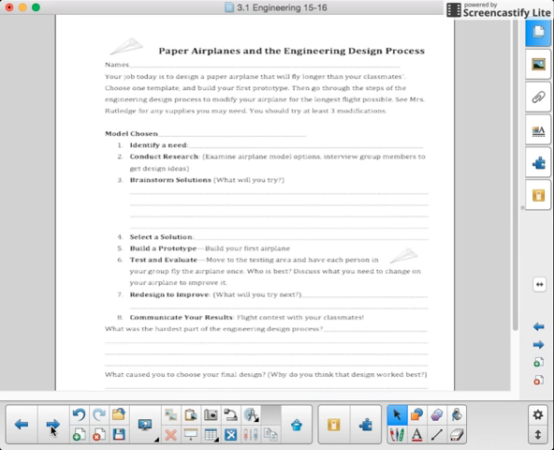In class tomorrow we'll be completing the paper airplane lab, where you'll have the opportunity to work through all the steps of the engineering design process. So you've got that to look forward to. You'll work as part of a design team to create a great product, and we'll have a competition in class.